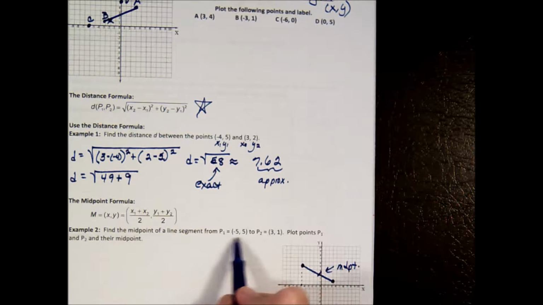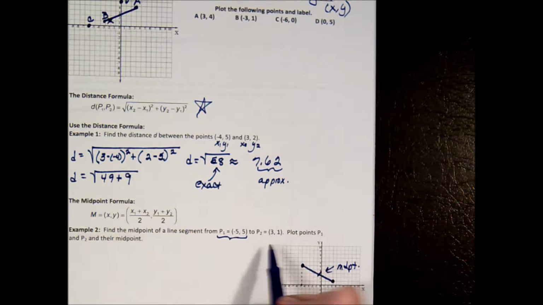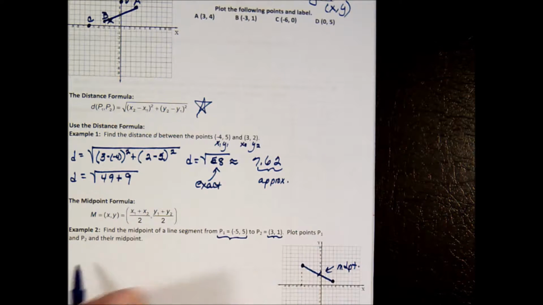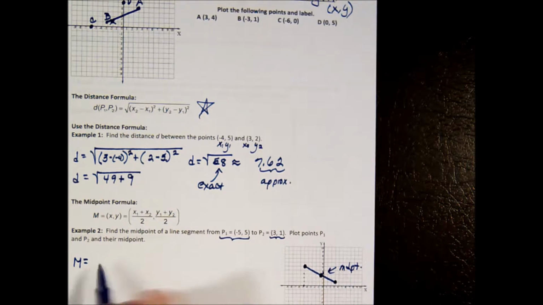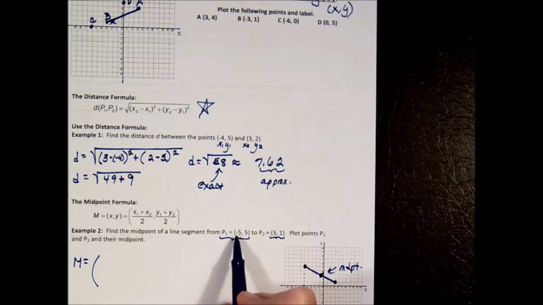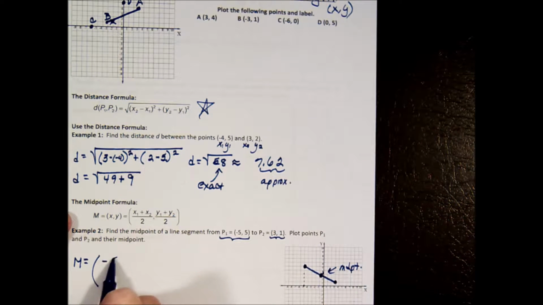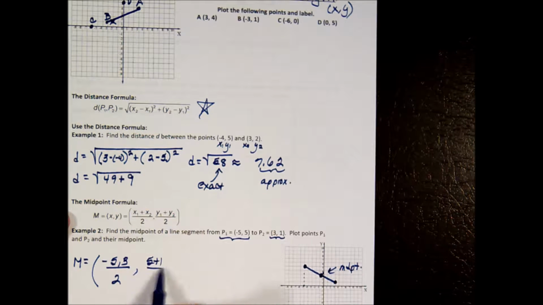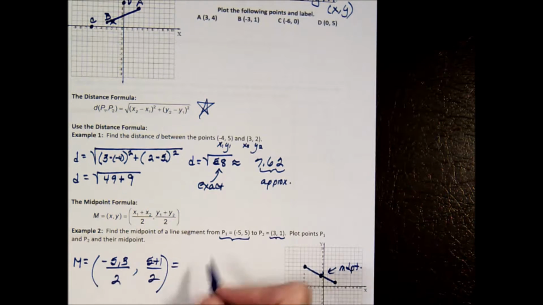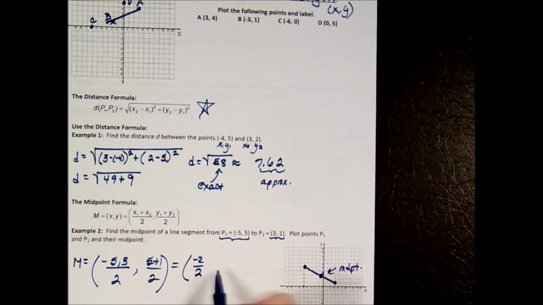So if these are my 2 points, point 1 is (-5, 5), and point 2 is (3, 1). To find the midpoint, first off, it is a point. The midpoint is a point on the line segment that connects those 2 original points. What I do is I add my 2 x's, so -5 plus 3, and just like you do with any average, if I'm adding 2 things, I divide by 2. And then I add my 2 y's, so 5 plus 1, and I divide by 2. That gives me the point (-2/2, 6/2), or I could say that the midpoint of that line is the point (-1, 3).